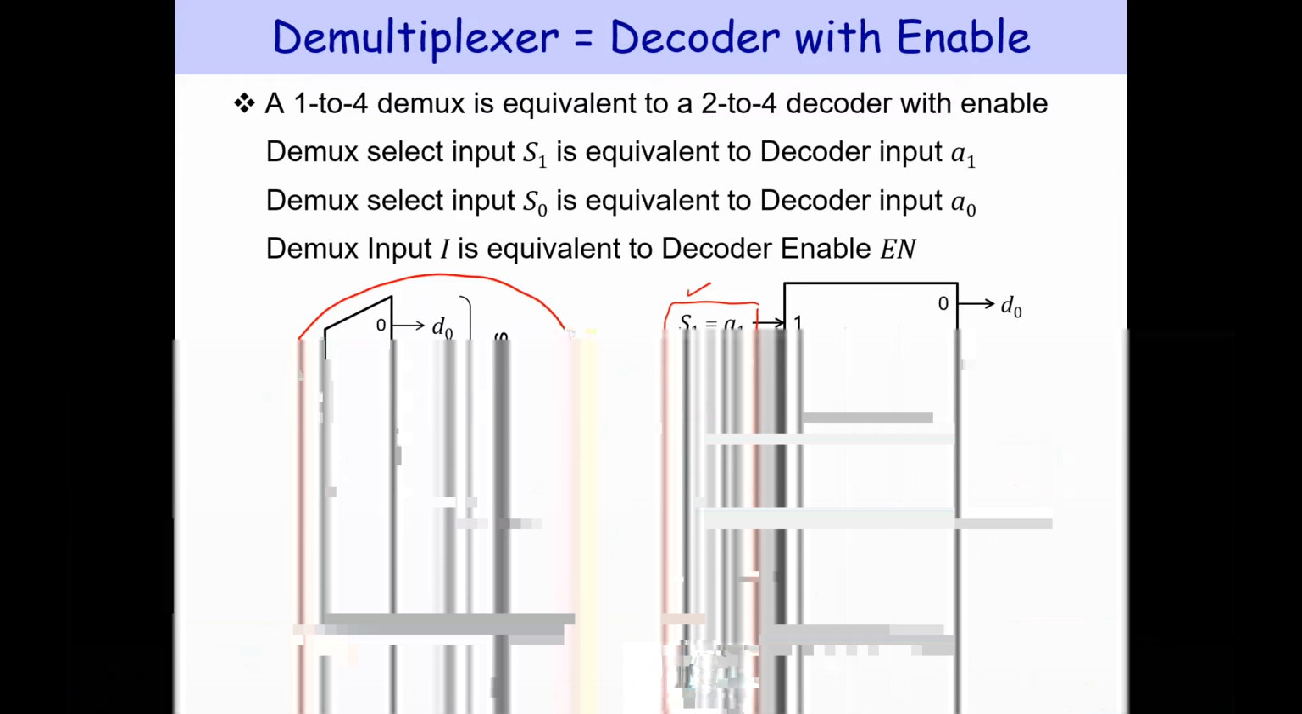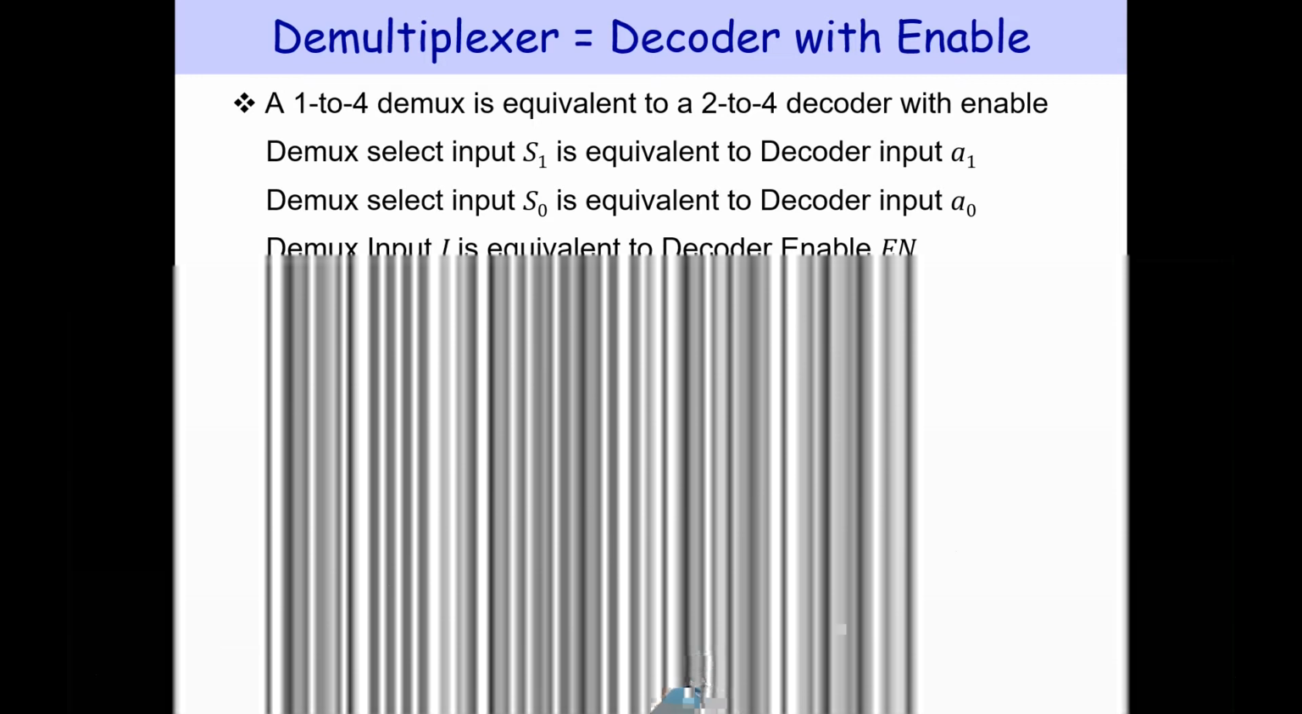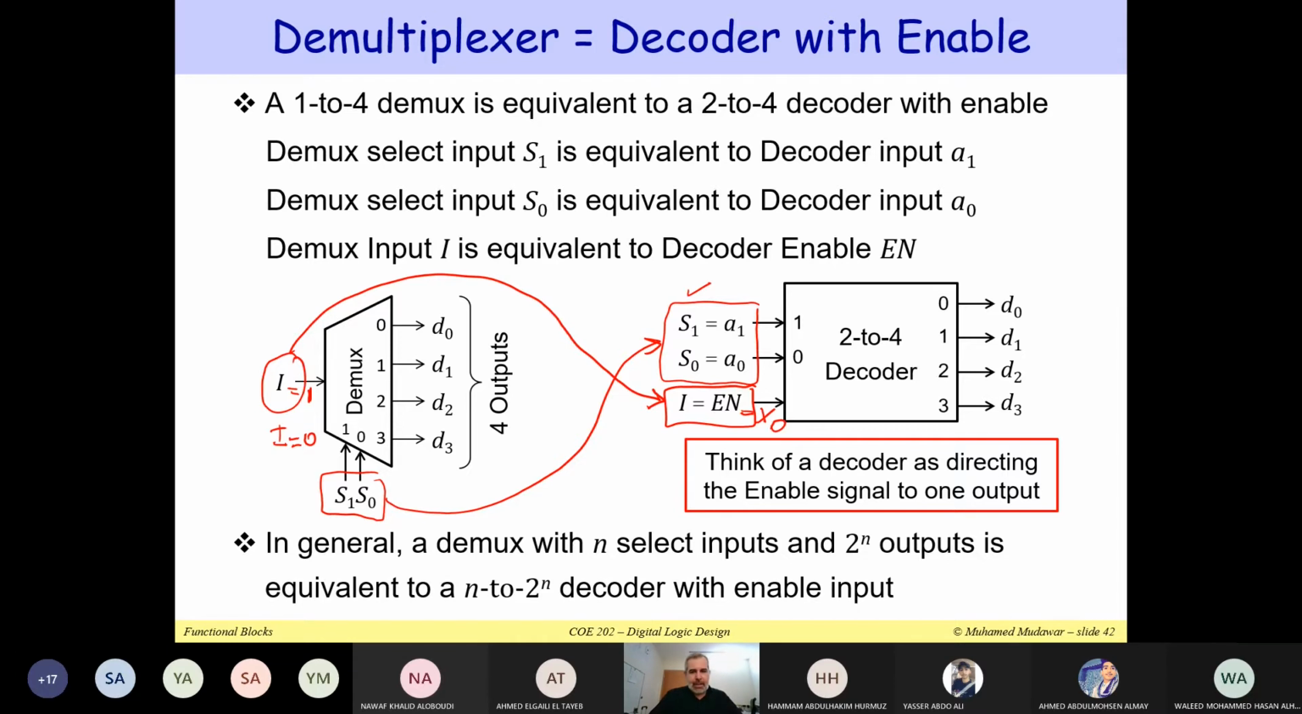What if I equals 0? If I equals 0 here, then basically all the outputs are zeros, regardless of S1 and S0. One of them will be I, but I equals 0, so all the outputs are zeros. And this is the same thing as in the case of a 2 to 4 decoder. You get all the outputs as zeros if it's not enabled.